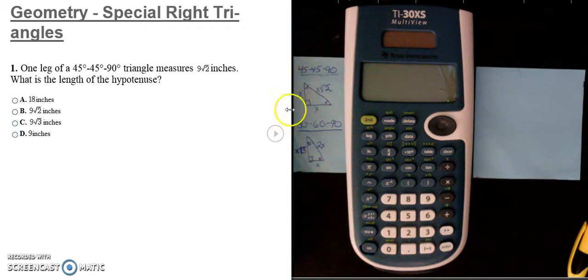And if you need more of a review of that, please look at my geometry playlist and watch the lesson called Special Right Triangles, and you can see some more examples and more of a lesson.